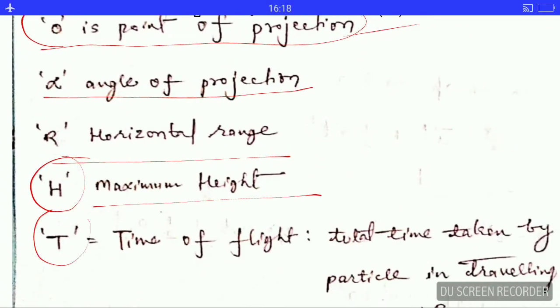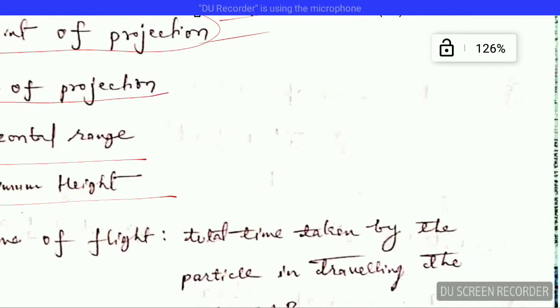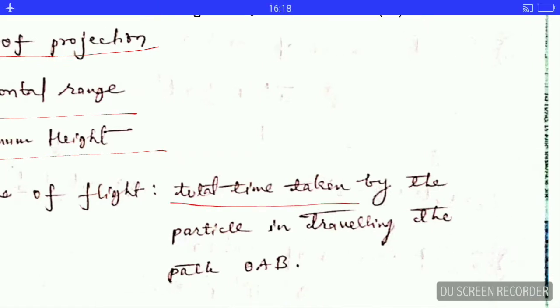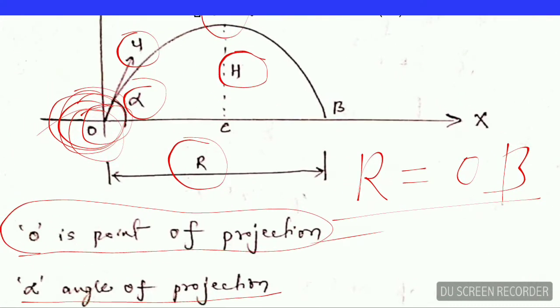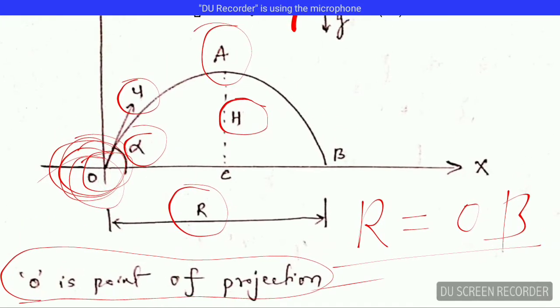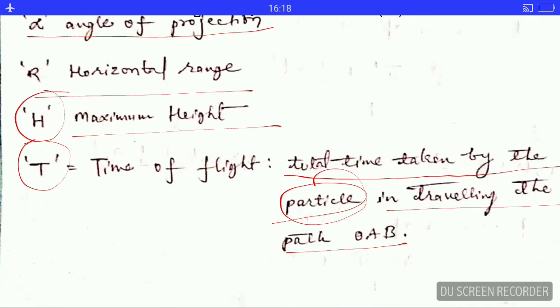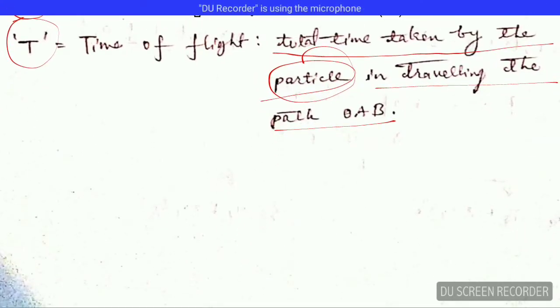Now the time of flight. Okay, so the time of flight is the time taken by the projectile in traveling the path OAB. So let's come to the diagram. The time taken by the projectile to travel from O to A to B, that total time is called the time of flight. Okay, so now you have finished the basic terminologies.